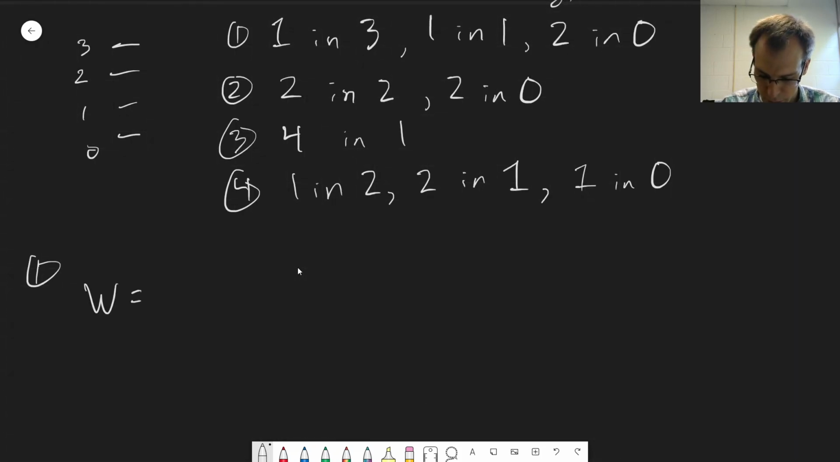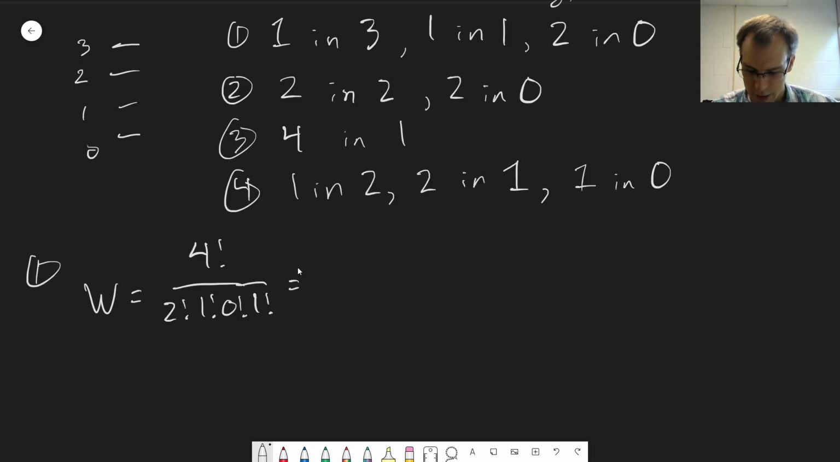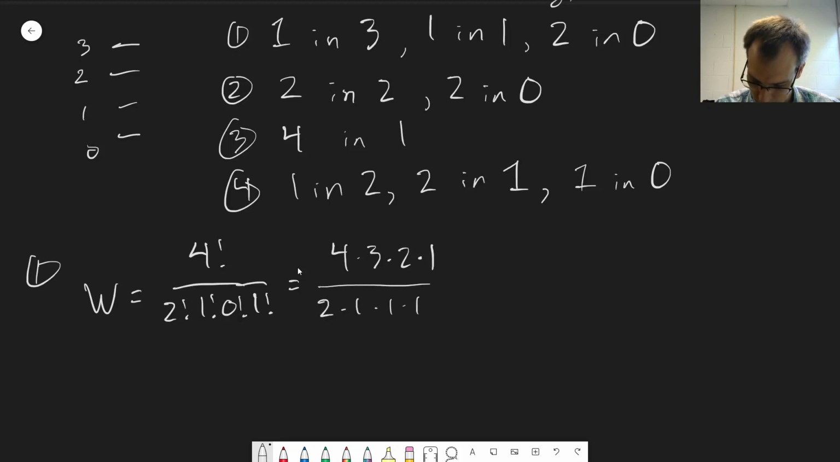All right, so for number 1, W is going to be equal to, on the top will always be 4 factorial, so a total of 4. And then in state 0, there'll be 2, so 2 factorial. In state 1, there'll be 1, so 1 factorial. In state 2, there'll be 0. And in state 3, there'll be 1. All right, so that gives us 4 times 3 times 2 times 1 divided by 2 times 1 times 1 times 1 times 1. So we'll get a 2 that cancels, and overall we get 12. And that's a lot easier than trying to go through and count all of our possibilities.